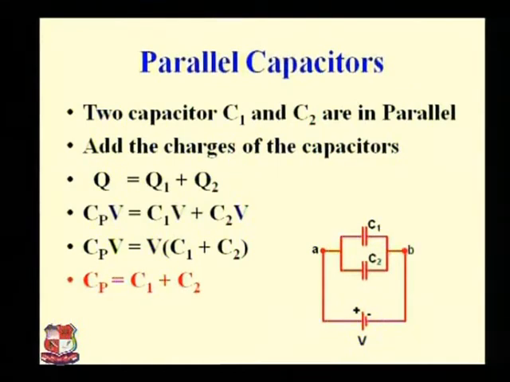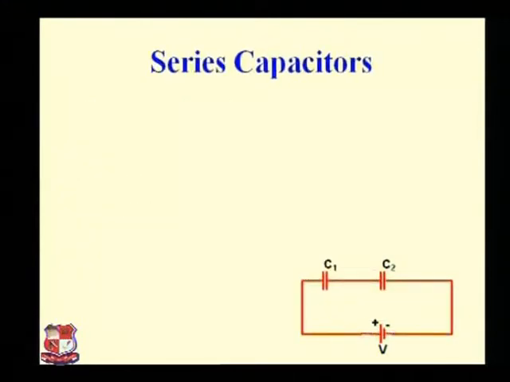So if two capacitors are connected in parallel, then the equivalent capacitance is found by the summation of the given values. CP is equal to C1 plus C2. If more capacitors are connected, then the equation is extended: C1 plus C2 plus C3 and so on up to the Cn value. Okay. Now series connection.